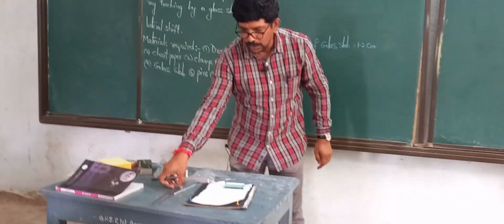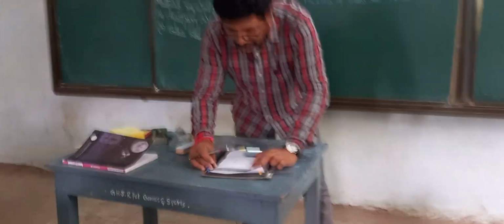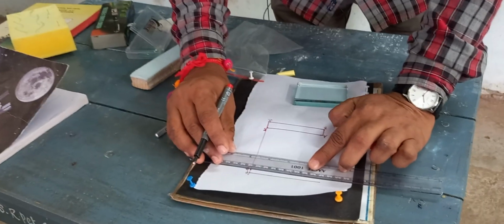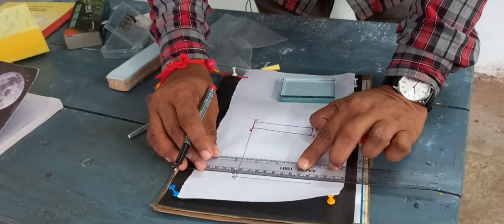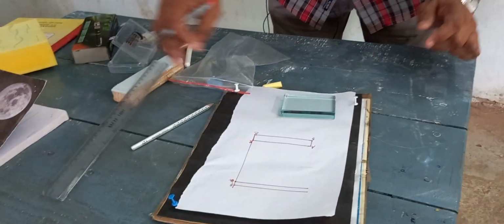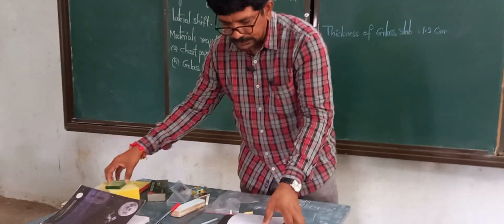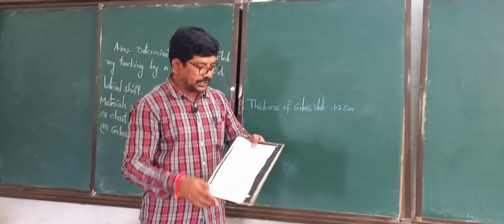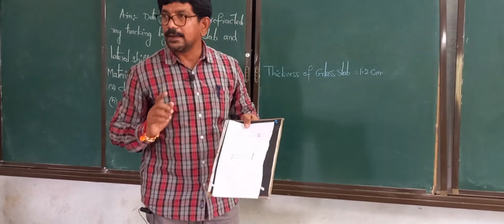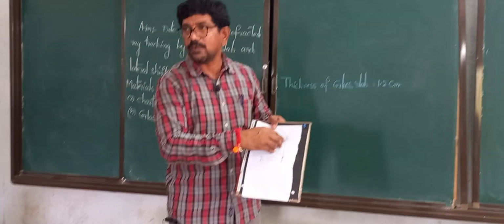Okay. Now draw a line parallel to AB from B, and another parallel to AB from the point Q. Observe. This is the position of the pin when it is seen through the glass slab. The same pin, when it is seen from air, we fixed another pin now.